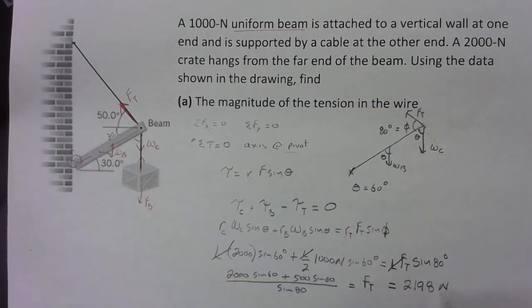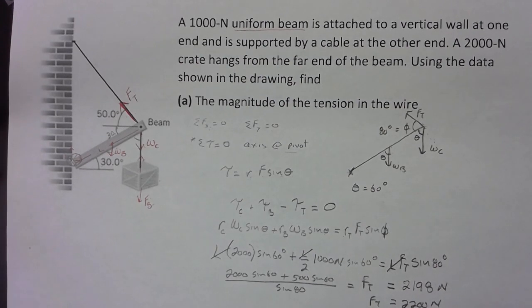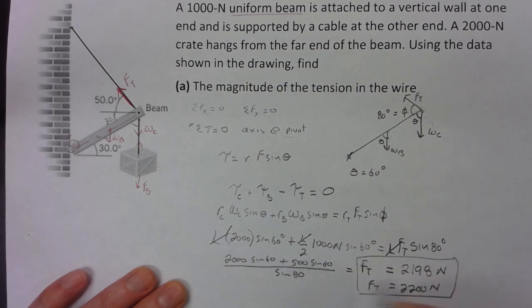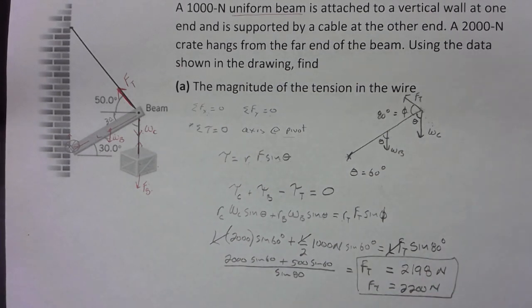Now this is all one significant digit. These are 3 technically, so I'm just going to make it 2 for now. The tension is right there, which you can barely see at the bottom of the screen. If I scroll down, right there. All right, 2,198 newtons, or 2,200 newtons is that tension. So there you go. I hope that's helpful.